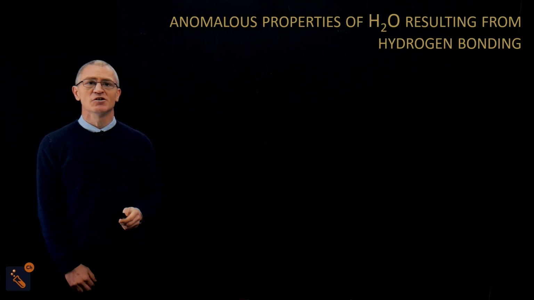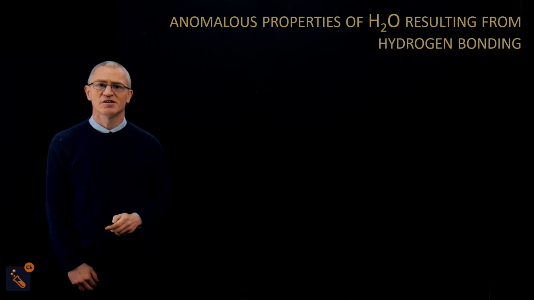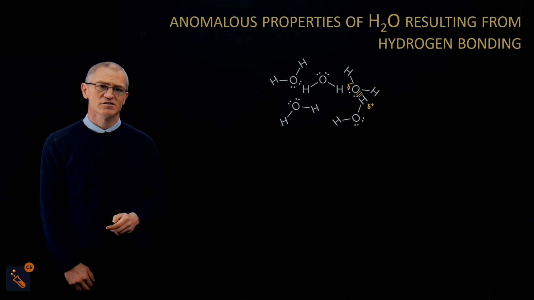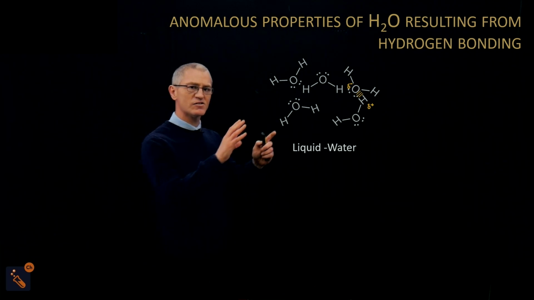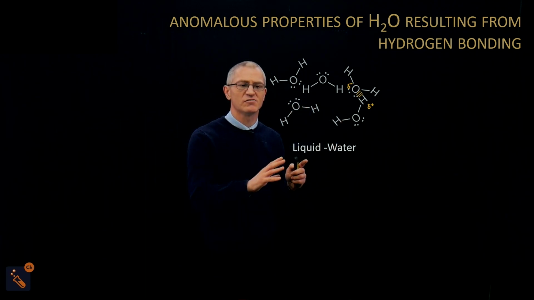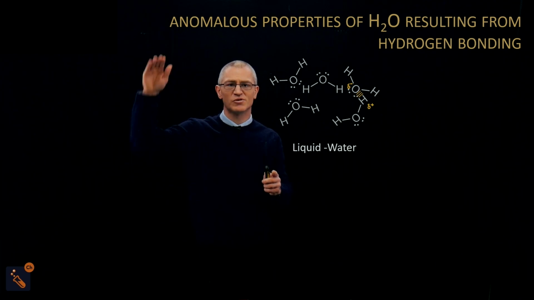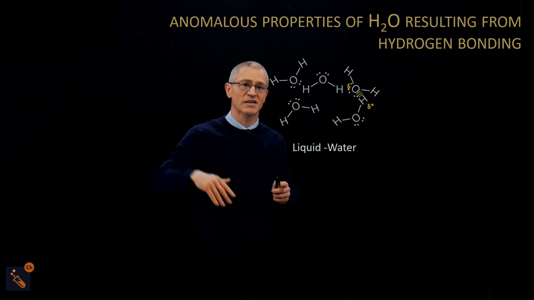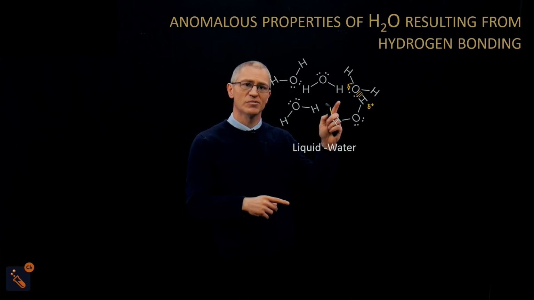Now we're going to talk about the anomalous properties of water resulting from the hydrogen bonding. So we have liquid water here, and the first anomalous property is the fact that the boiling point of water is so high. We've already explained that in this video, but let's just go over it again.